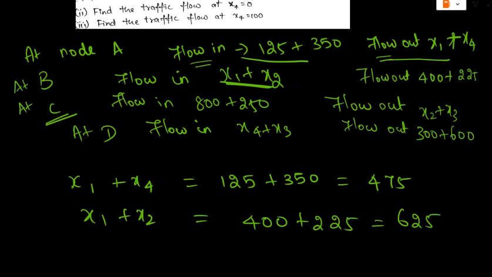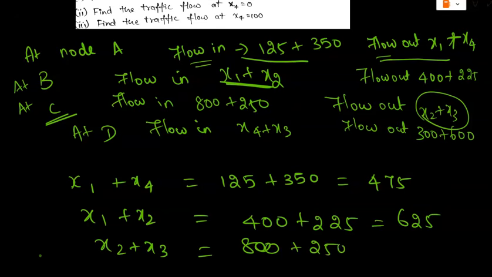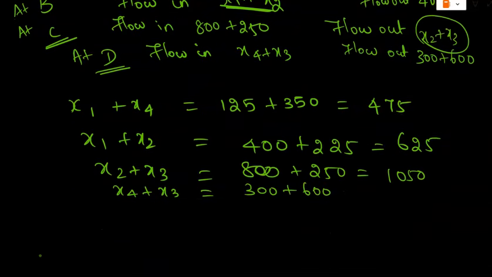Now at C, we always write x1 and x2 on the left-hand side, x2 plus x3 on this side, and 800 plus 250 on the right side, which is nothing but 1050. And your last equation at the point D: x4 plus x3 on the left, and on the right-hand side 300 plus 600, which is nothing but 900. So you've got 4 equations.